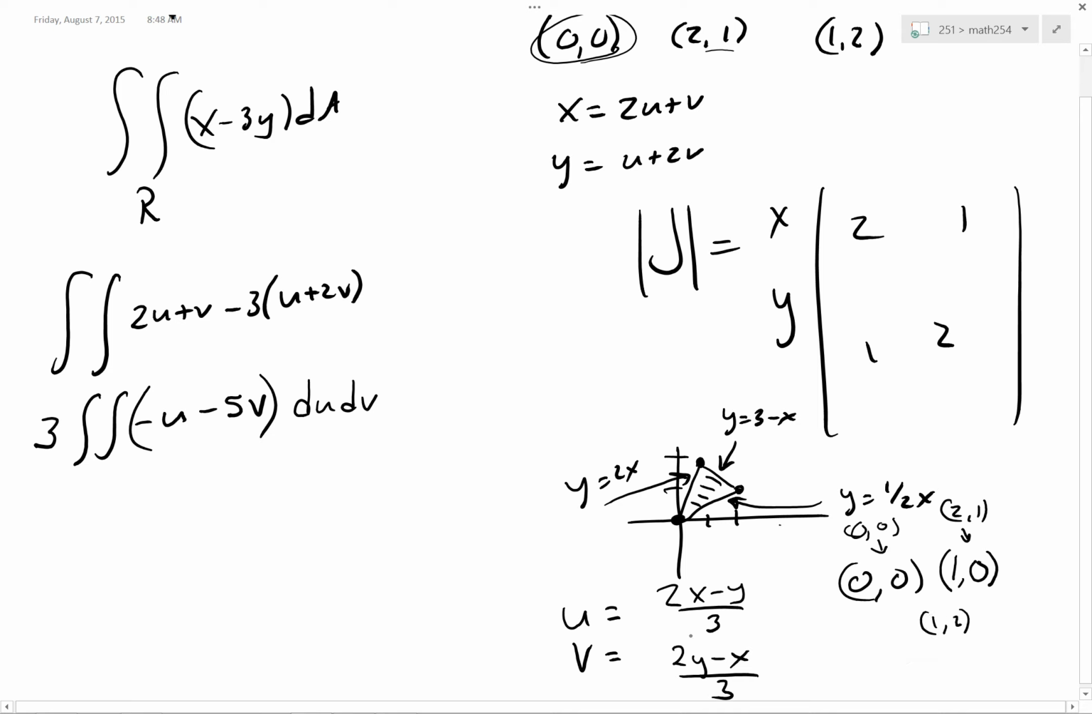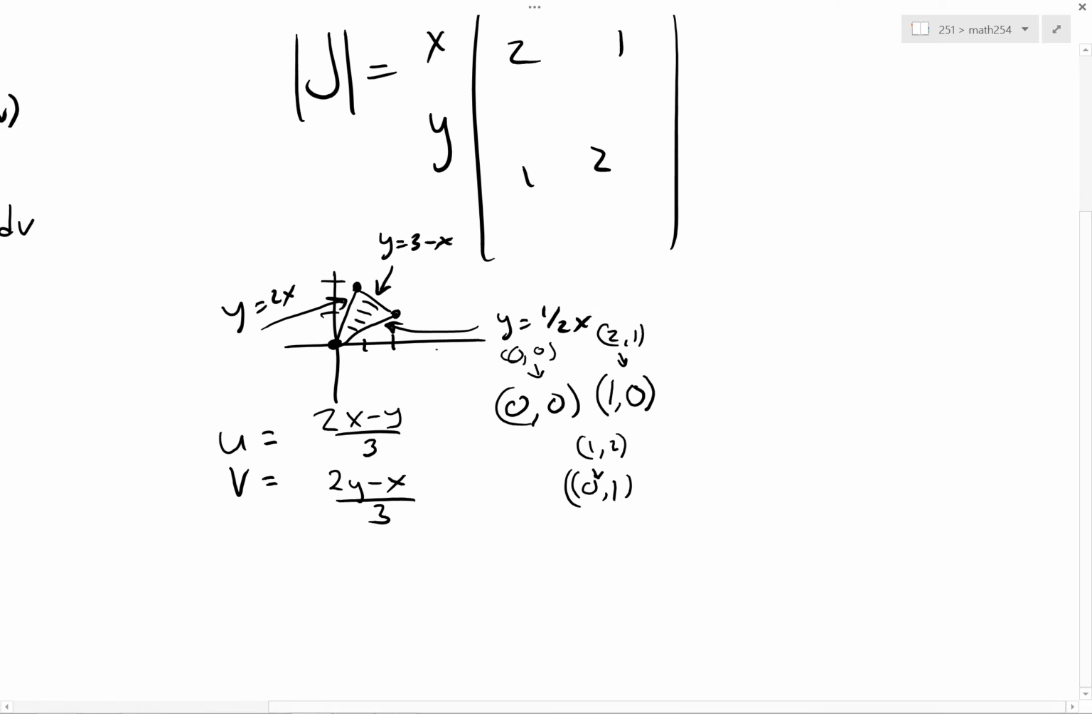And so what does 1, 2 become? Well, 1, 2 becomes 2 minus 2 is 0, and then 1 here and a 2 here, 3 over 3 is 1. So that becomes that. So let's think about this. This triangle is going to convert to a triangle. No one's shocked by that, but it becomes this triangle.